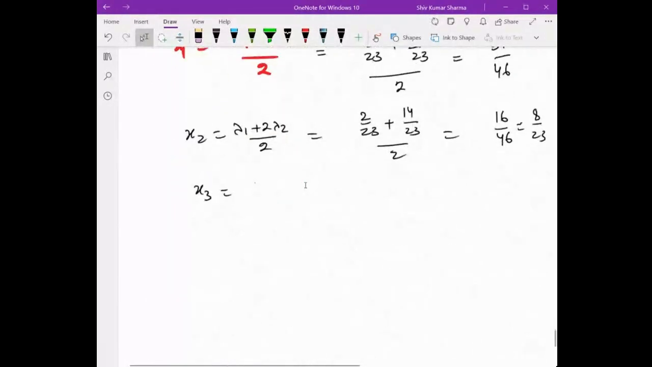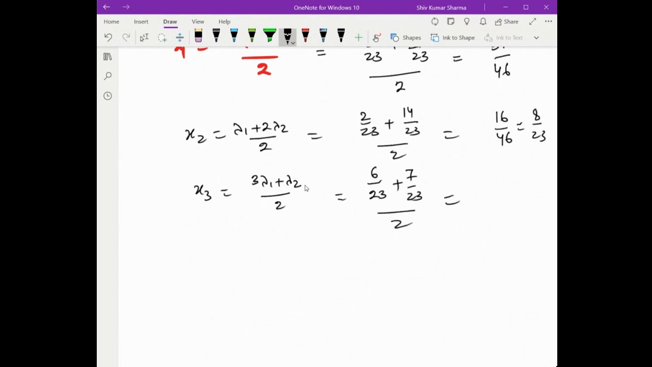3 lambda 1 plus lambda 2 upon 2. So 3 lambda 1 is 2, so 3 2 just 6. 6 upon 23 plus 7 upon 23 upon 2. So 6 7 13. So 13 upon 46.